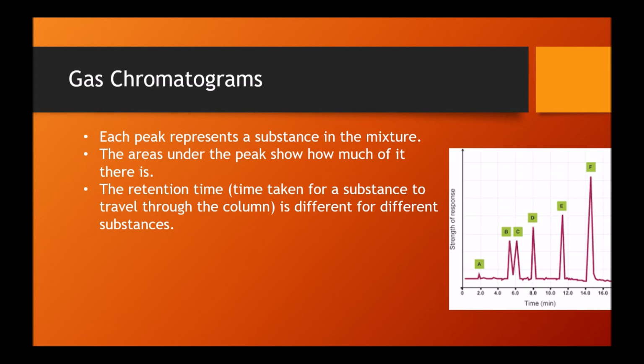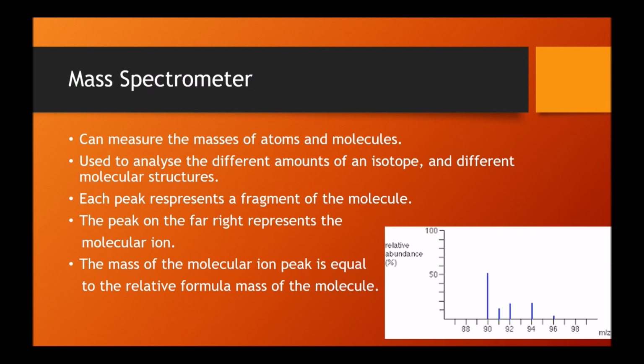And then the retention time, which, as you can see along the x-axis, is the time taken for the substance to travel through the column. It is different for different substances. So that's how you can tell which substance is which. But obviously, there might be two substances with very similar retention times. So it's not necessarily going to be perfect.